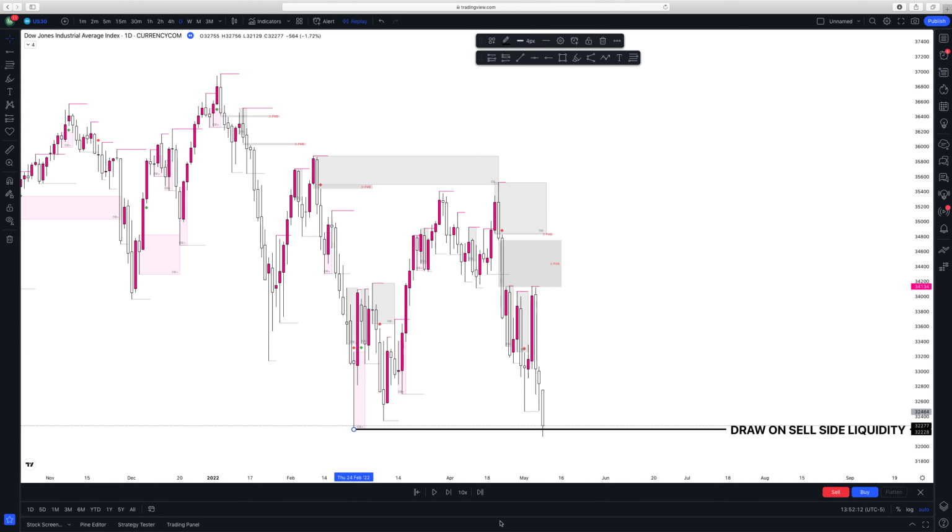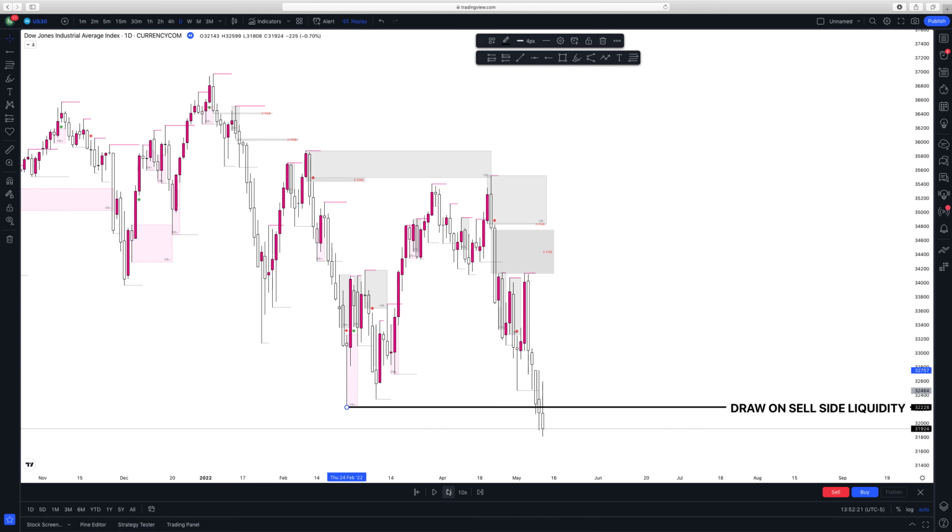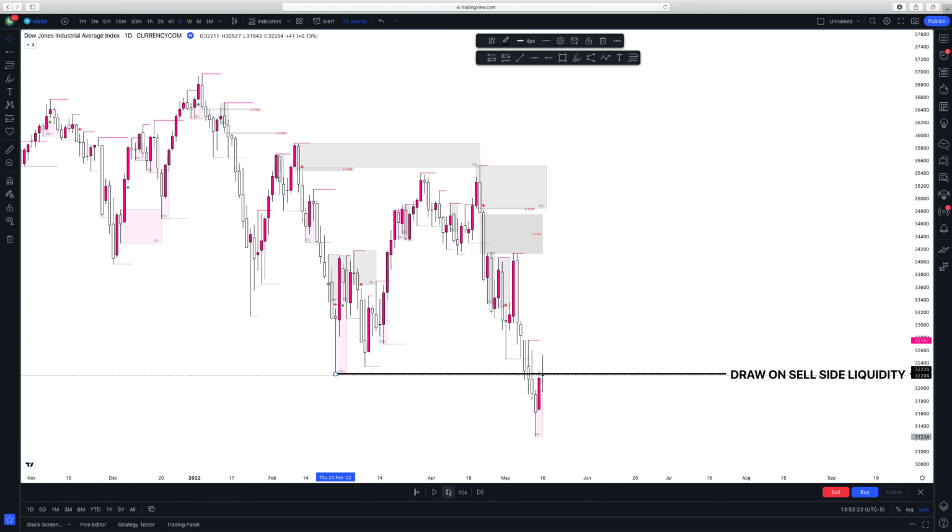There's a draw on sell side liquidity. But just because there's a draw on sell side liquidity, it doesn't mean the market's about to pop right now. You get what I'm saying? So from here, now I see a draw on sell side liquidity. I see step 2.